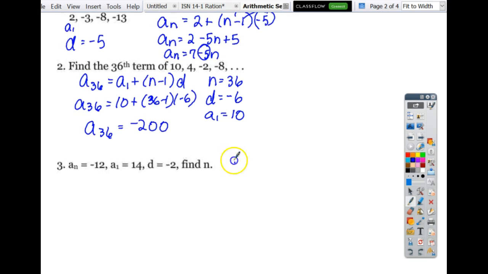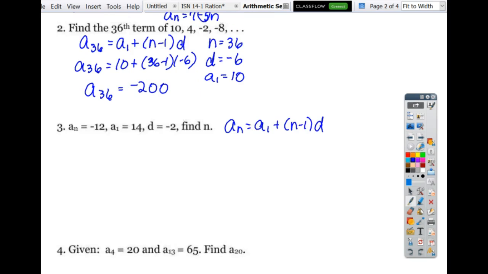Okay, so here's the formula. So what am I given? I'm given AN. I'm given A1. So I'm given everything except the n. I just have to find the n.